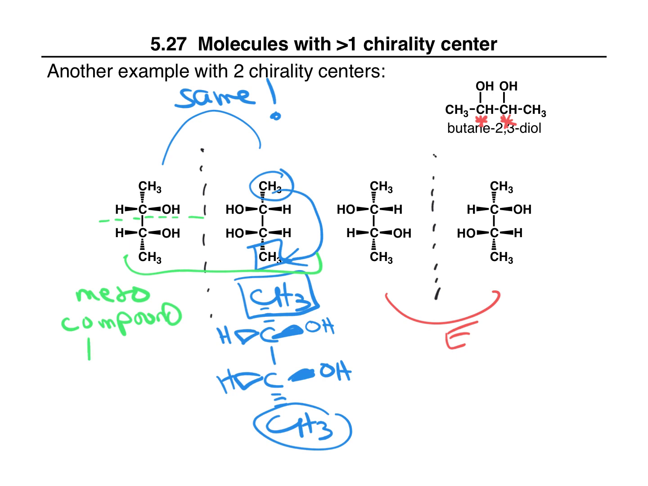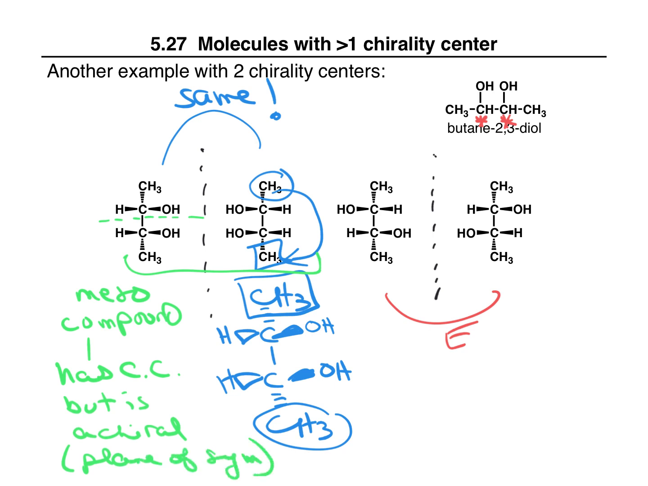So a meso compound has chirality centers, but is achiral because it also has a plane of symmetry. So on the previous slide, we said that 2 to the n is the maximum number of stereoisomers, and this is the reason why. In some cases, we might have a meso compound, so even though we have chirality centers, it is an achiral molecule.